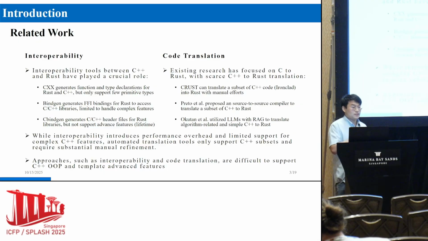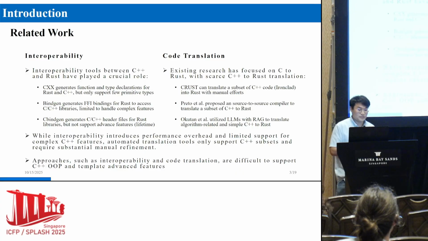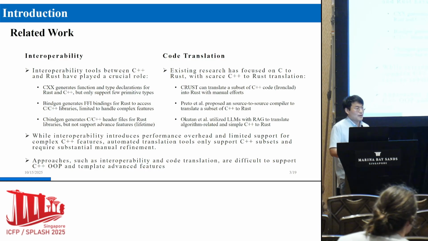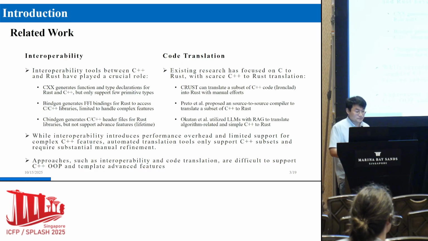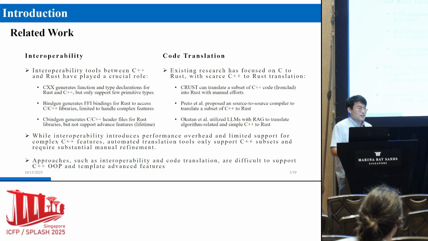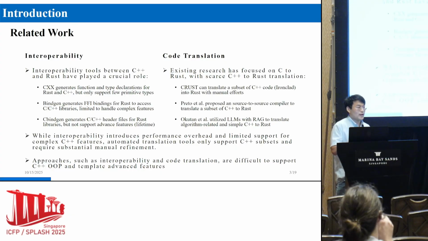BindGen also generates foreign function interface bindings for Rust to access C or C++ libraries, but it's limited in handling complex features, such as the C++ OOP features. CBindGen generates C or C++ header files for Rust libraries. That is, we can call the Rust library or Rust crate in the C++ code.